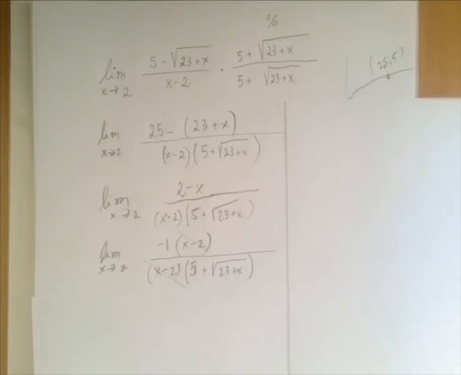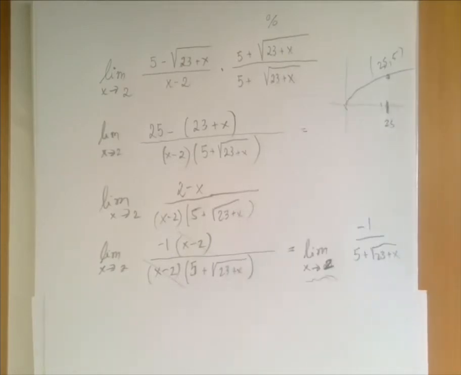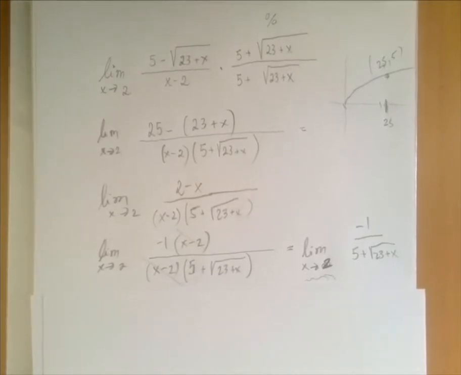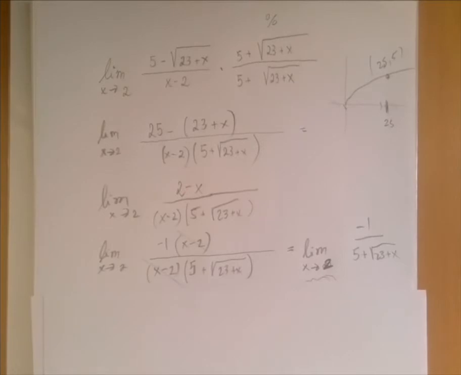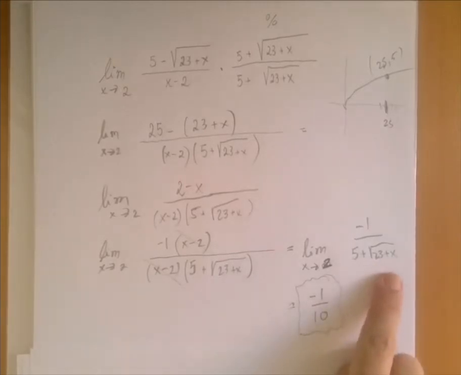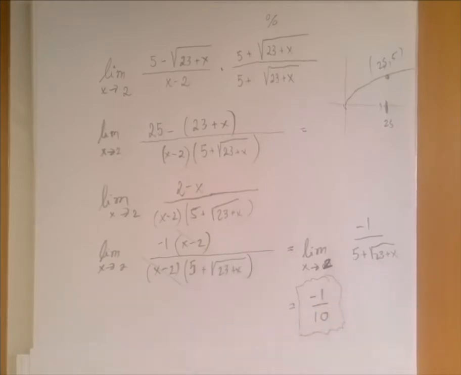So then what we're left with is this limit, where negative 1 divided by (5 plus square root of 23 plus x) as x approaches 2. Now we can put x equals 2 into this, and we would get negative 1 over 10, right? Because if x is really close to 2, then 23 plus x is really close to 25, square root of that is really close to 5, and 5 plus 5 is 10. So basically this says that the closer x gets to 2, the closer y will get to negative 1 over 10. And this is again sort of an interesting limit because we wouldn't guess that number just by looking at the question itself.